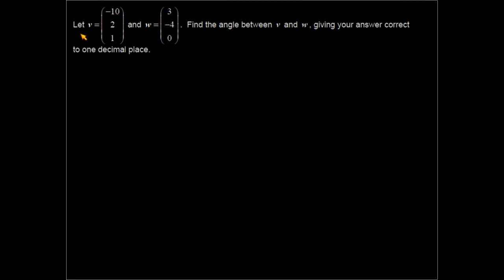Okay, this question says let v equal (-1, 0, 1) and let w equal (3, -4, 0). It says find the angle between v and w, giving your answer correct to 1 decimal place. So this question is about vectors and finding the angles between vectors. So you should know that the cos of the angle between them is equal to the dot product of the two vectors divided by the magnitude of the two vectors multiplied together.